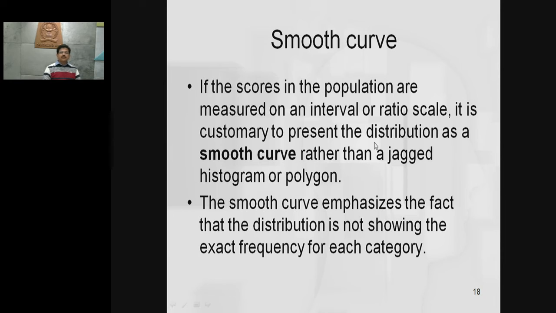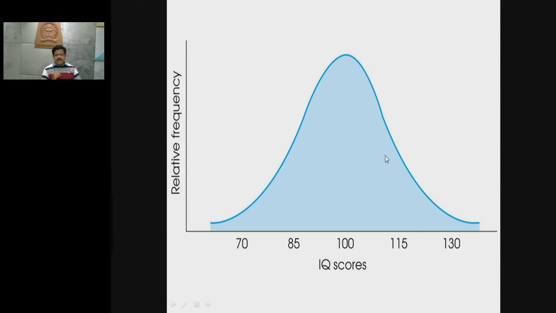We can consider one variable on the x-axis, for instance type of fish, and on the y-axis we can have relative frequency. Smooth curve. Earlier we had seen the histogram, then the next step we saw the frequency polygon, in which we connected the top points of each rectangle by a straight line. Instead of joining those points by a straight line, if we join them by a smooth freehand curve, then whatever we get is a smooth curve. A smooth curve emphasizes the fact that the distribution is not showing the exact frequency for each category. So this is the frequency curve.